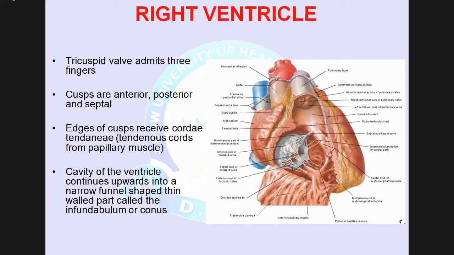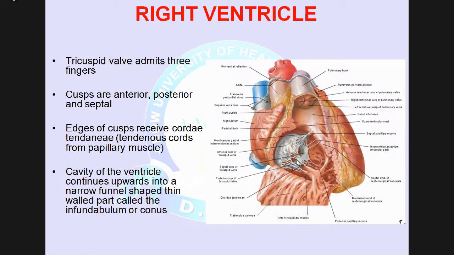The tricuspid valve is large enough to admit 3 fingers through it. So it's the larger valve of the 2 AV valves, the tricuspid and the bicuspid over here. This is the larger of the 2. The cusps are an anterior cusp, a posterior cusp, and a septal cusp.